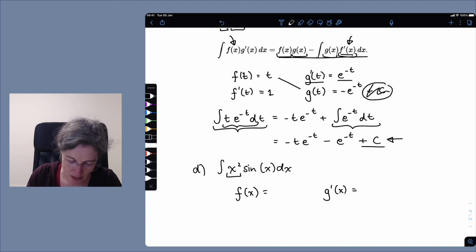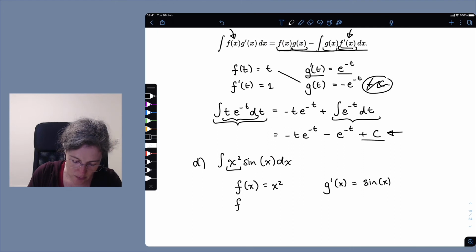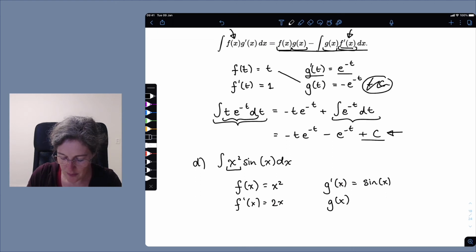So hopefully by taking the derivative of x squared, we're going to make things simpler. Let's see what happens. I'm going to make f of x be x squared, and I'm going to make the thing I'm going to integrate sine of x. Okay, so take the derivative: f prime of x is equal to 2x. Integrating, I'm going to get minus cosine of x, and I should have a plus c, but I'm going to remember to put my plus c right at the end.